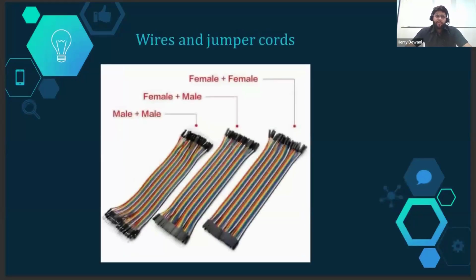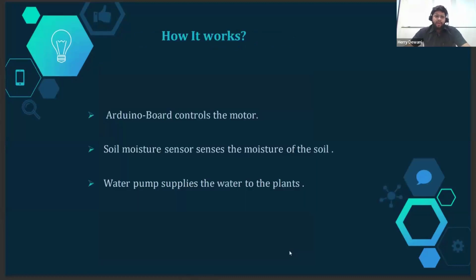And the last are the wires and jumper cords. We use jumper wires with the IoT boards for connecting devices so that we can write and execute our code, which can be used to power and pass the data. These wires come in different categories. As we can see here, there are three categories shown, which are male to male, female to male, and female to female.